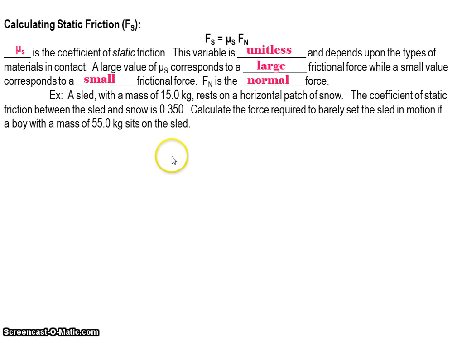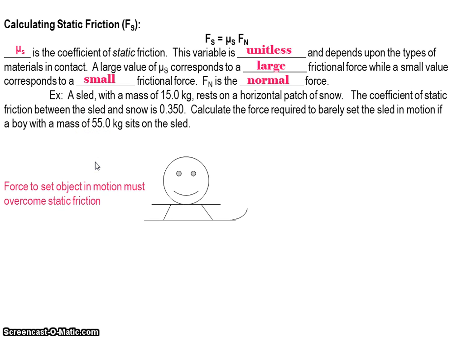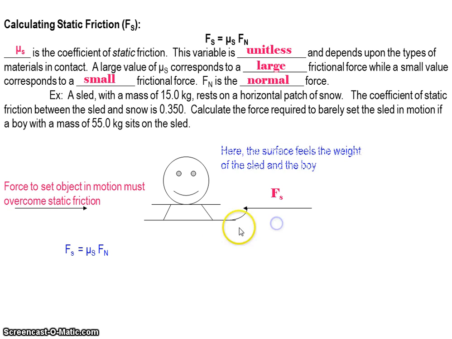So let's look at a problem. Here we have a sled. It's resting on snow. It's horizontal. We know the coefficient of static friction, and we know the mass of the sled, and it has a boy with that mass sitting on it. So we have to overcome static friction. We want to know what force is required. So if it's not accelerating, then these forces are equal to each other.